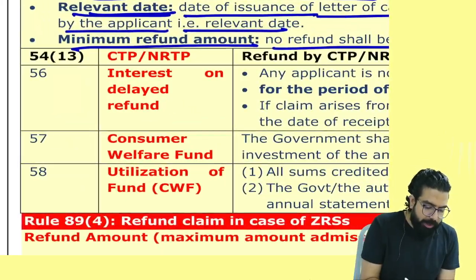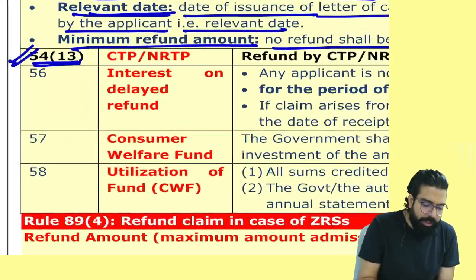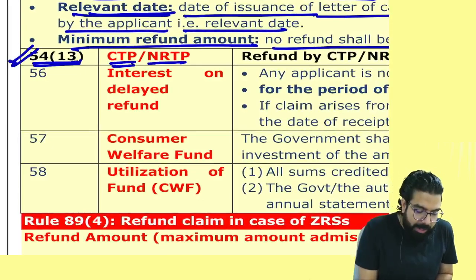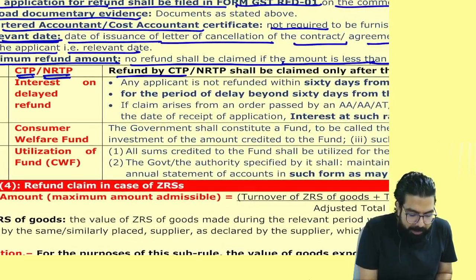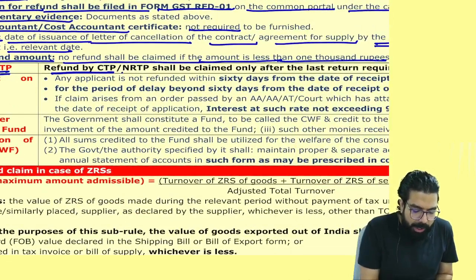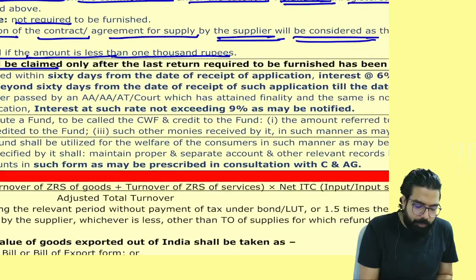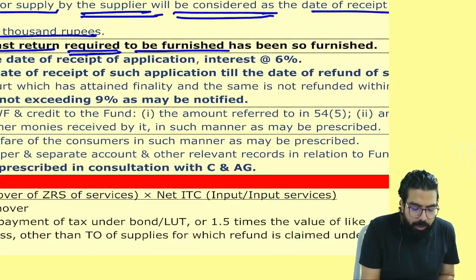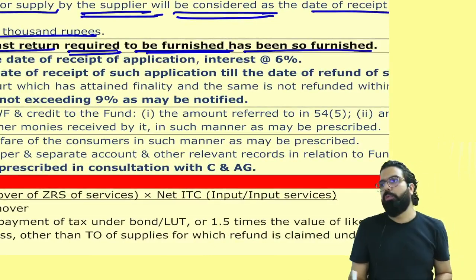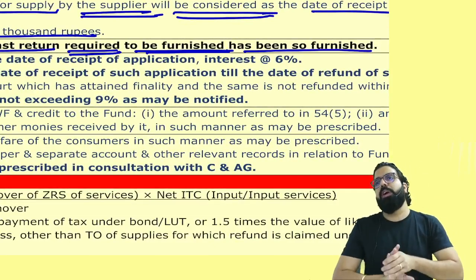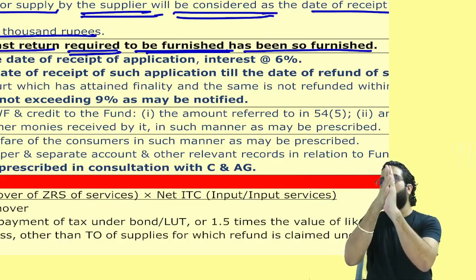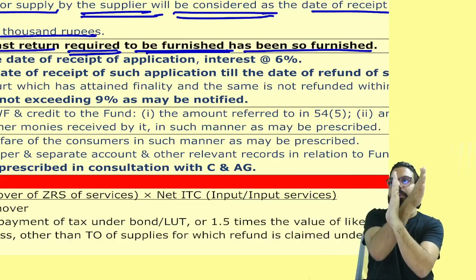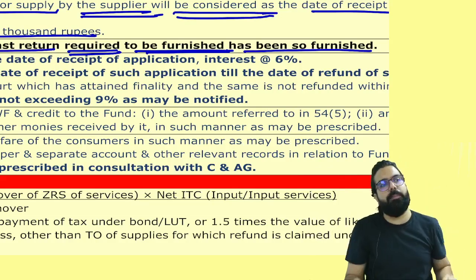Everyone over here, section 54(13) says that if you are a casual taxable person or an NRTP, the refund by the casual taxable person or NRTP shall be claimed only after the last return required to be furnished has been so furnished. What they are telling is, if you are a CTP and you took registration for 2 months, then after the 2 months you have to file your GSTR-3B for those 2 months. Only then will the refund be given.